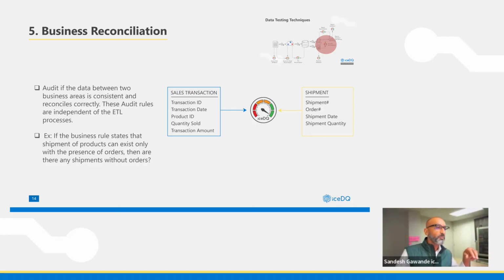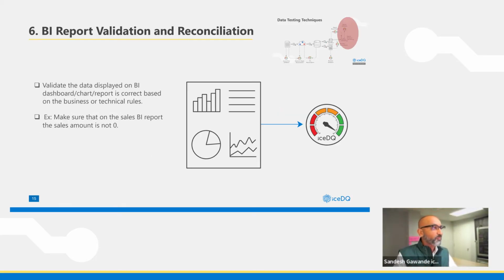Now again, this is very important to understand. The business reconciliation is different from data ETL reconciliation, because here we are not checking if the process was done correctly. It is possible that I received the shipment data, I received the sales transaction data, I processed it all correctly, but for a certain shipment I never received the transaction data, right? These kinds of issues you want to catch with business reconciliation.